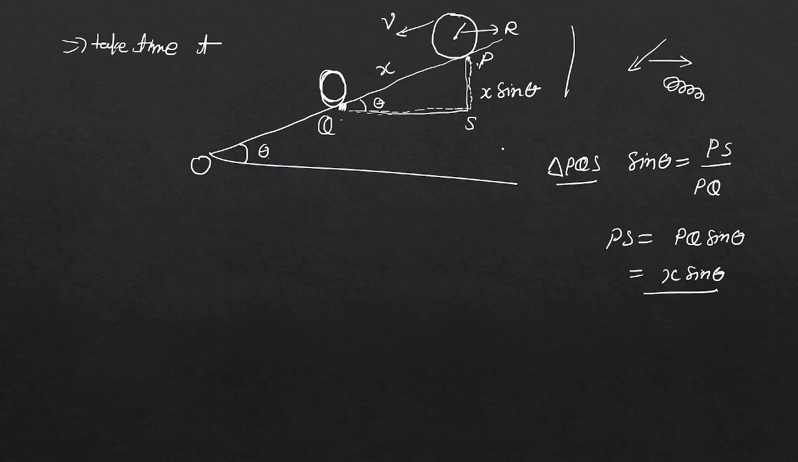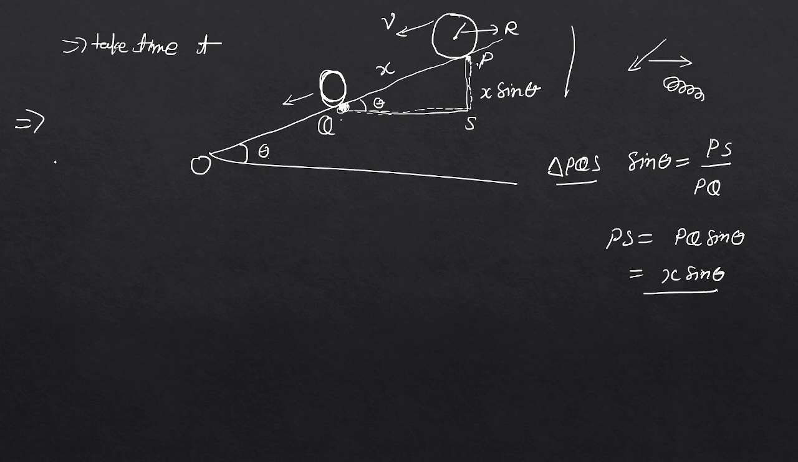This is how much vertical distance it traveled, meaning how much height has decreased when the sphere comes from point P to point Q. So we come to know this. Now we have to understand how we can derive the relation for the acceleration of this spherical body.